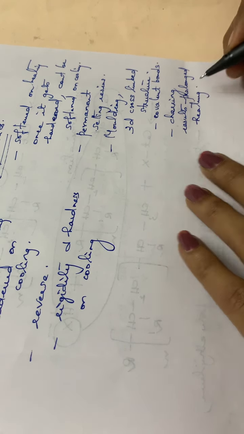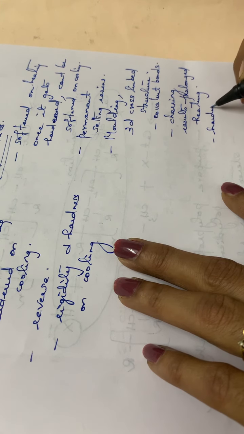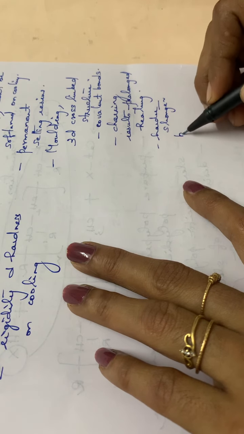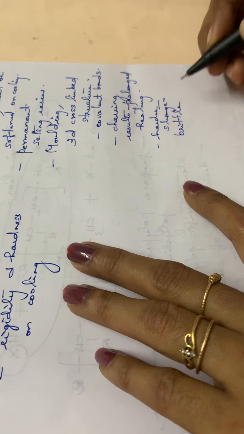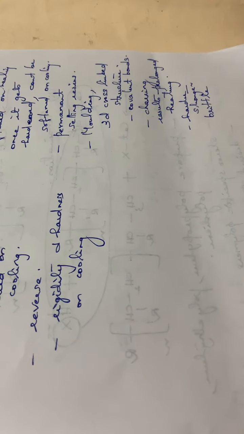Okay, and also, comparing to thermoplastics, these thermosetting plastics are harder, stronger, and more brittle. Brittle means easily breakable. Okay, so these are some of the characteristics of thermosetting plastics.